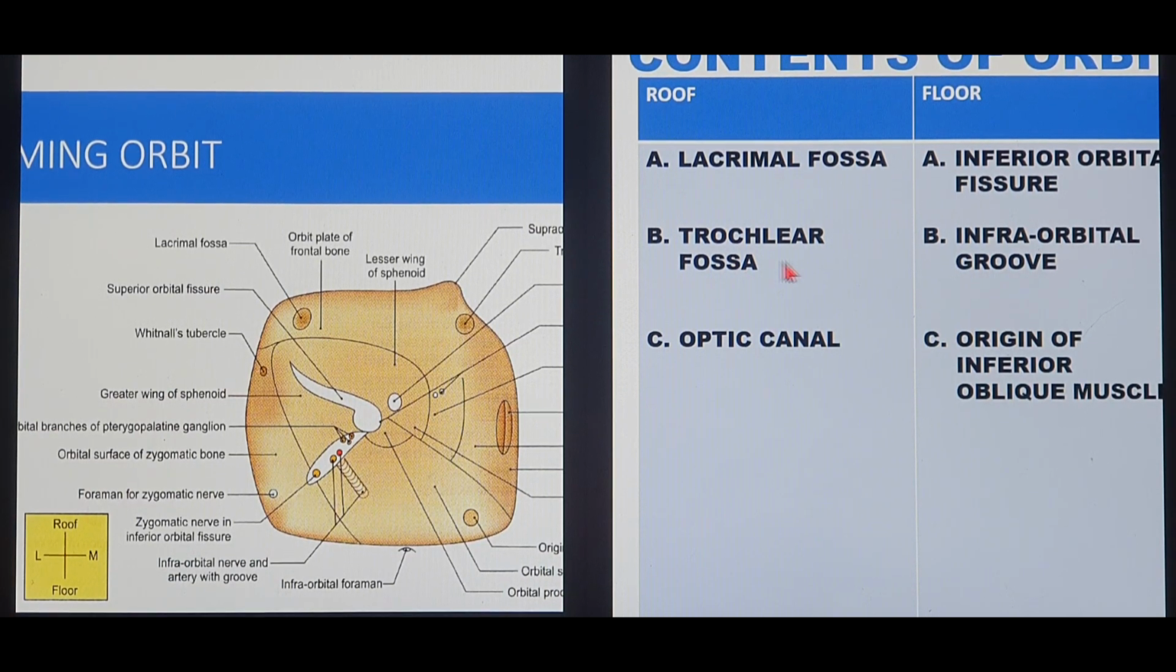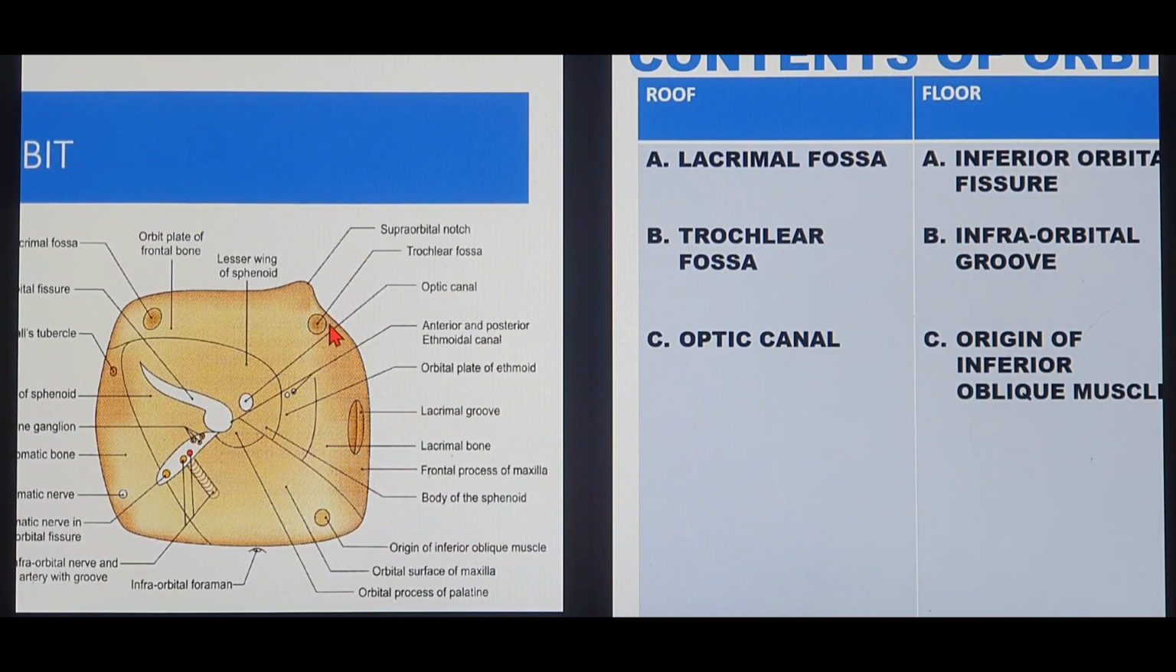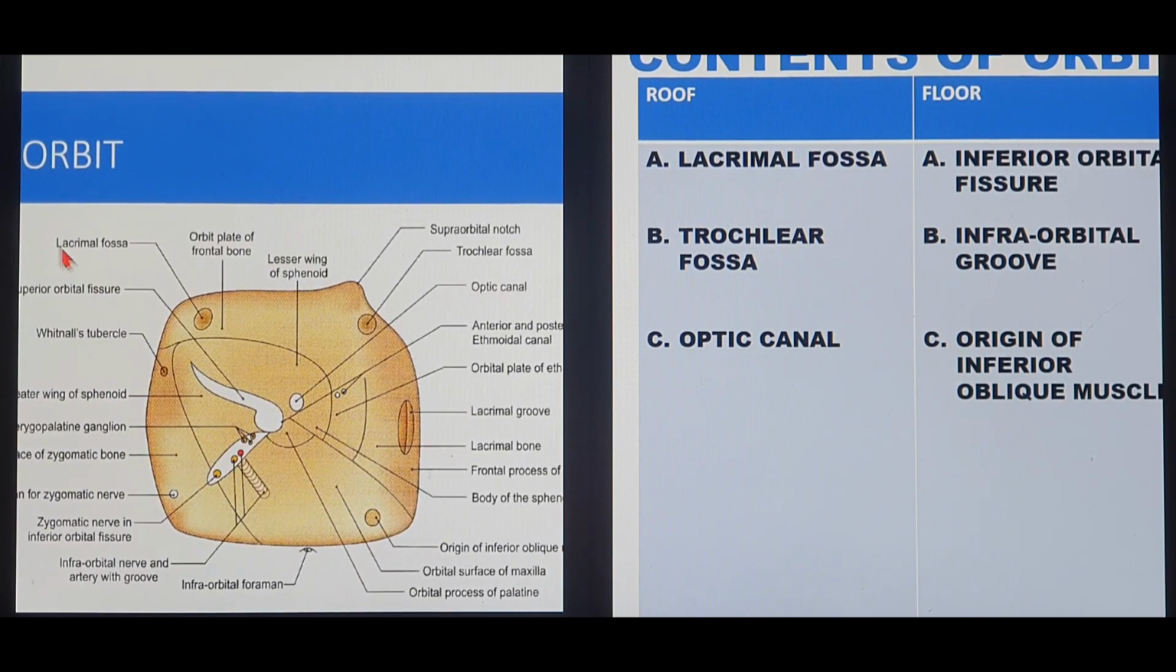The second one is the trochlear fossa. Now, this trochlear fossa has nothing to do with the trochlear nerve. It just acts as a trochlea, or a pulley, or a support to the tendon of the superior oblique muscle. As you can see over here, the trochlear fossa is at the same level but on the medial aspect superiorly. So that's the trochlear fossa that you can see along with the lacrimal fossa.